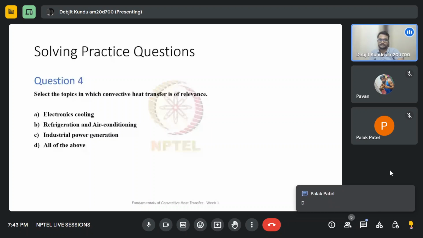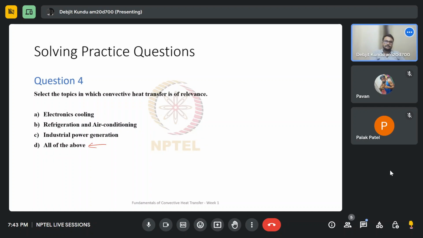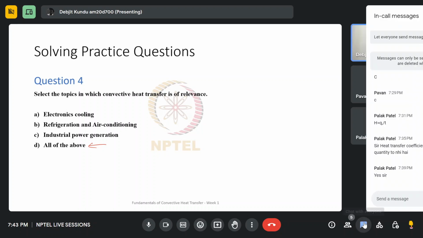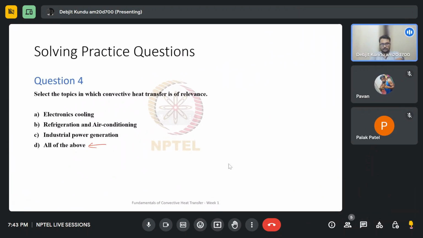Okay, we have one response in favor of option D. Let's see if we get any more responses. So we have to select the topics in which convective heat transfer plays a role. Is it option A, electronics cooling, option B, refrigeration and air conditioning, option C, industrial power generation, or option D, all of the above.